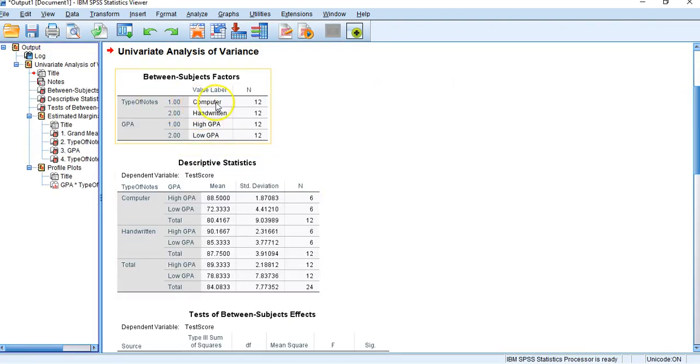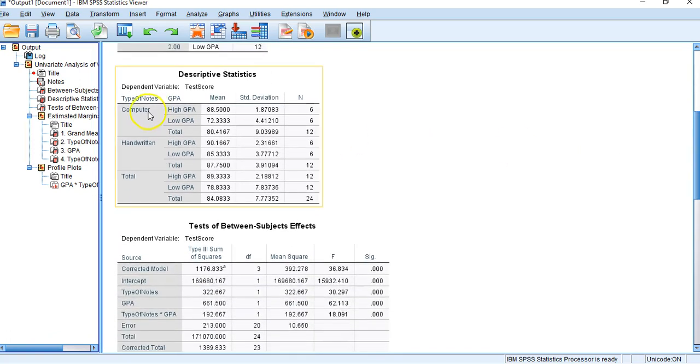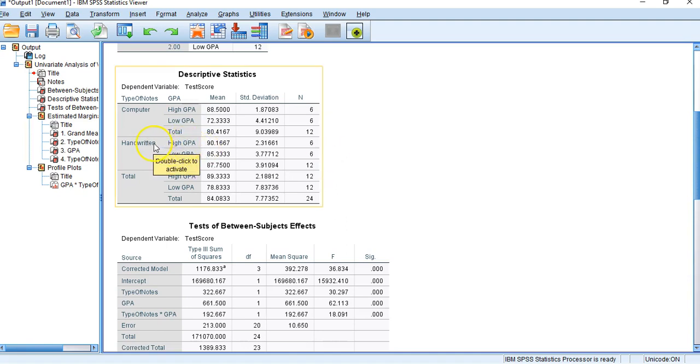So we've got our type of notes, computer versus handwritten, high, low GPA, and down here are descriptives. So people with a high GPA who took computer notes, here's their mean, 88.5 on some kind of test. Their standard deviation, we had 6 people in that group. Computer notes with a low GPA, here's their mean of 72.33, and there we had 6 people in that group. People with a high GPA who took handwritten notes, there's the mean, and again, 6 people. And people with a low GPA and handwritten notes, here's their mean. So that's the statistics.